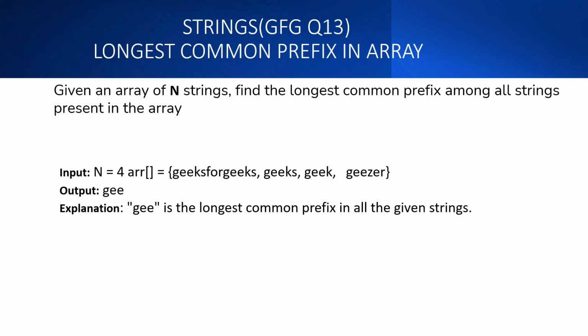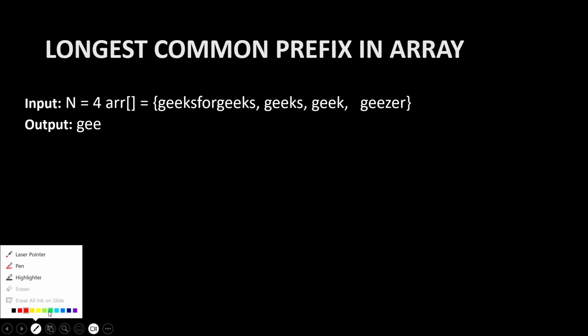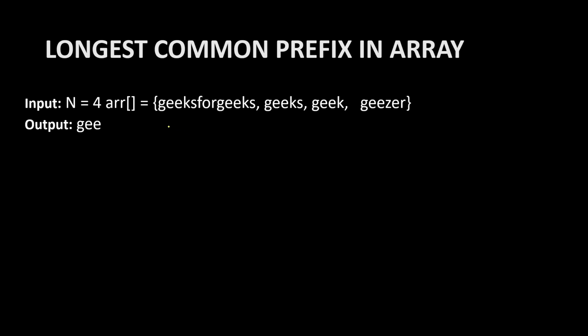Now let us go into our question and understand it. In this question it is saying we have to find a prefix. Prefix means the characters from the left side of the array. In that array we have to find a common substring. From the left side we have to find a common substring that is the same for all the index values.